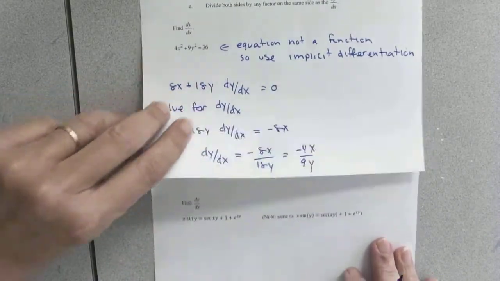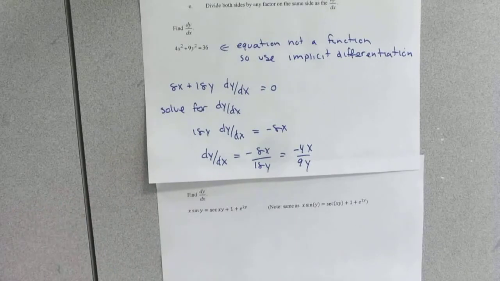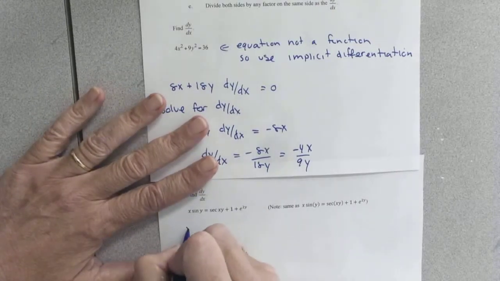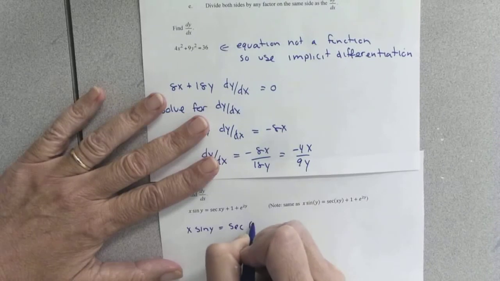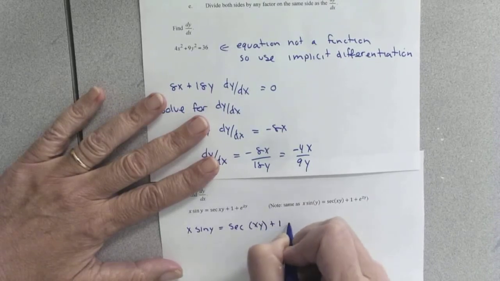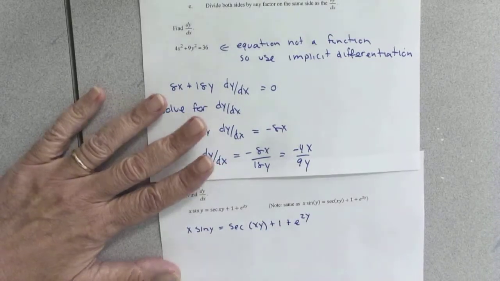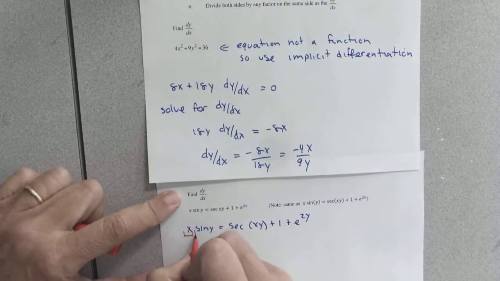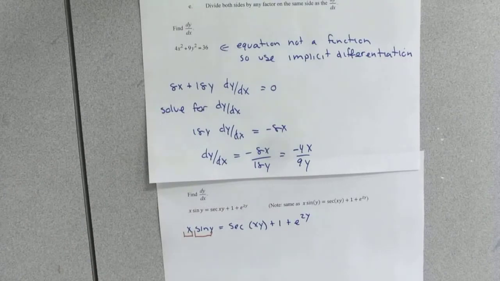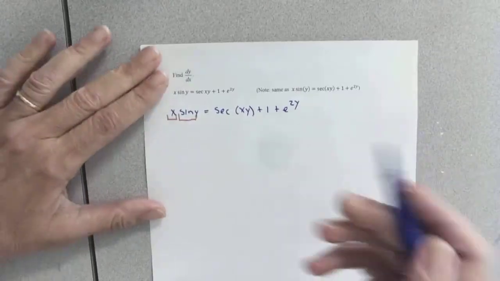Find dy dx. Again, same thing. I have an equation, not a function, so I'm going to do implicit differentiation. Now I'm just going to rewrite this a little bit before we get started, just so it's a little bit bigger and emphasize some things. So that's still the original equation. And what I wanted to emphasize here is that that guy is a product. So we are going to start with a product rule.